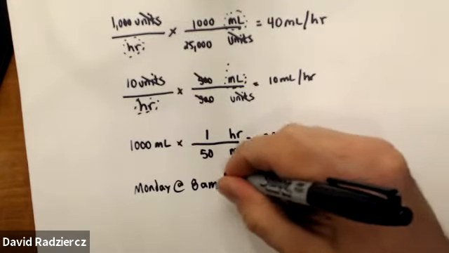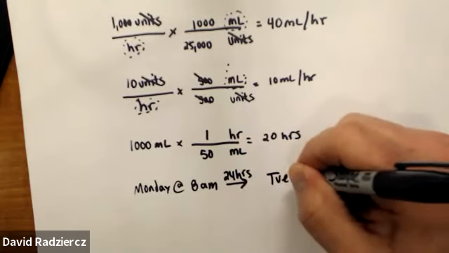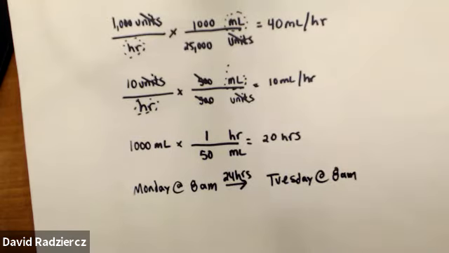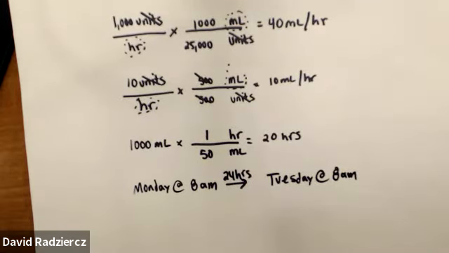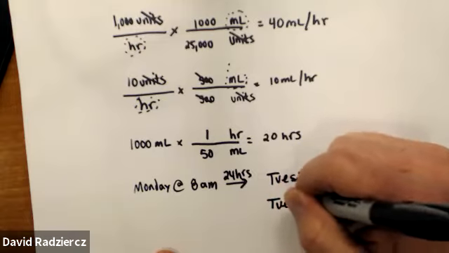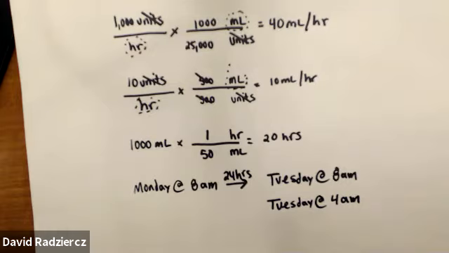In 24 hours, okay, it will be Tuesday at 8 a.m. Does that make sense? So in 24 hours from Monday at 8 a.m., it'll be Tuesday at 8 a.m. Okay. So subtract 4 hours. And my answer is Tuesday at 4 a.m. Okay. Now they may want you to write that in military time and you'd have to write it as 0400 or whatever the case may be.